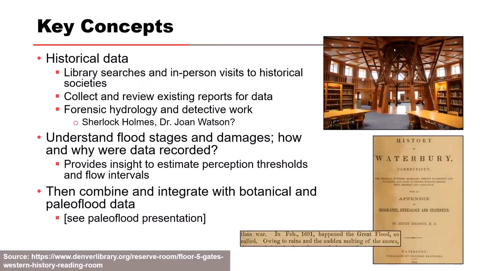A fundamental concept is to visit in-person libraries, such as the Denver Public Library Western Reading Room that's shown here, historical societies, and museums, and you want to obtain as much information on floods outside of the gauge record and observations. When the area was settled, just general history of the area, all of that can be beneficial. We have as an example here an 1858 book on the history of Waterbury, Connecticut. And it specifically mentioned a great flood in 1691.